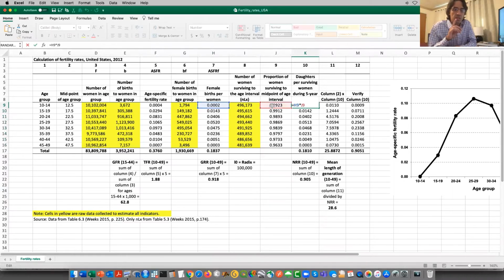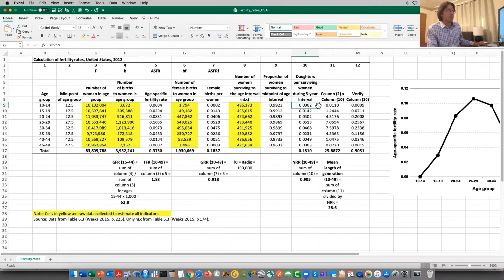So what's the idea here? The gross reproduction rate, what did the gross reproduction rate do? Just added up all these rates, added here, and multiply by 5. The net reproduction rate is kind of giving a discount because some of these women will die. So instead of being a rate of 0.0002, it's going to be a number a little bit below that, because some of these women did not survive until the mid of this age interval. Only 99.23% of them did.